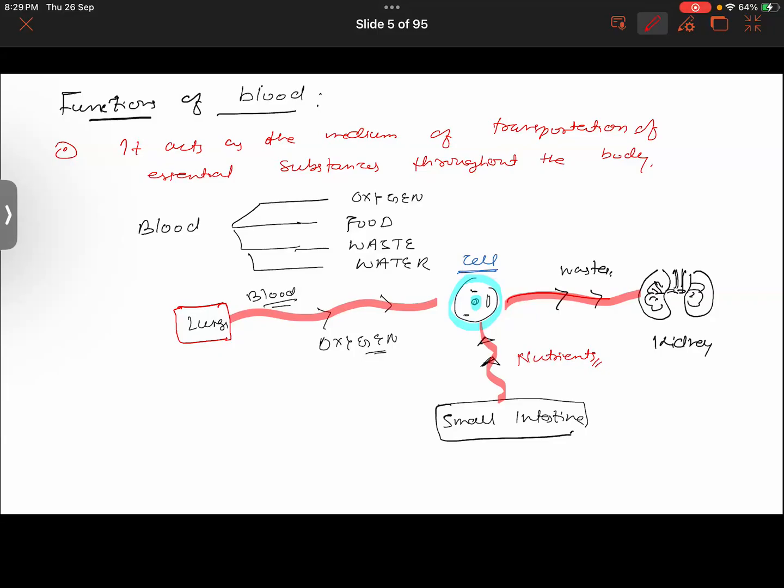Answer one more thing. What are the waste products that will be formed in the cells? What waste product will be formed in the cell? Like carbon dioxide. Carbon dioxide. Okay, and water also.